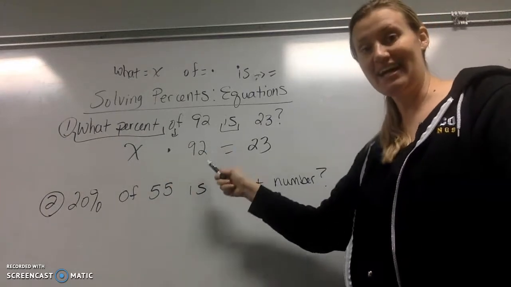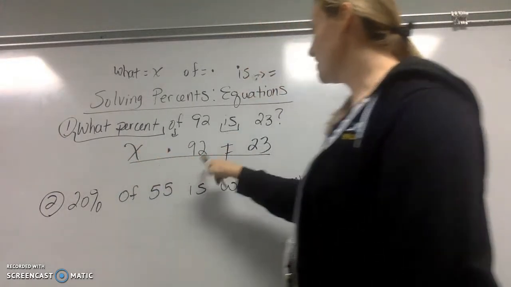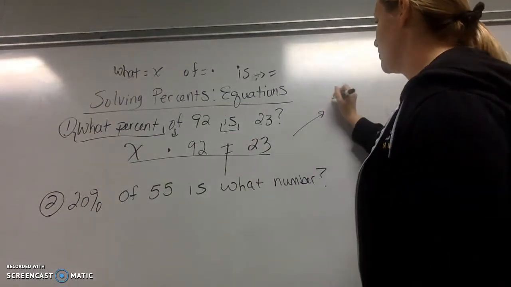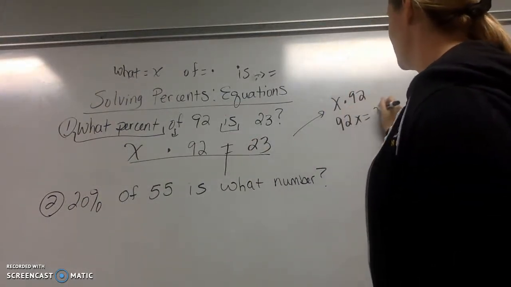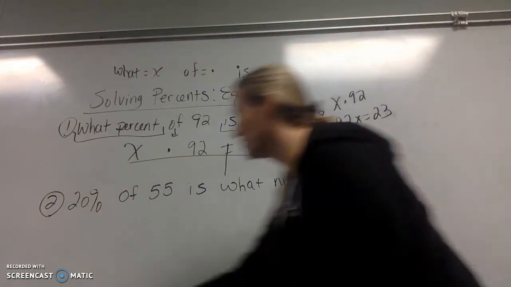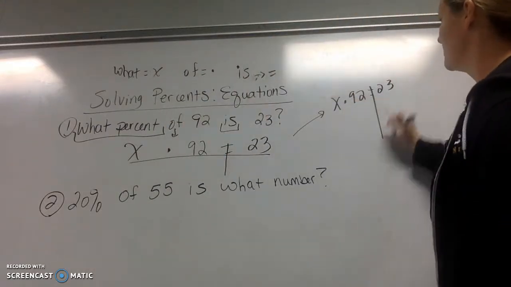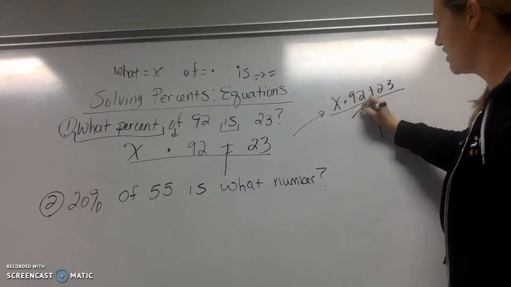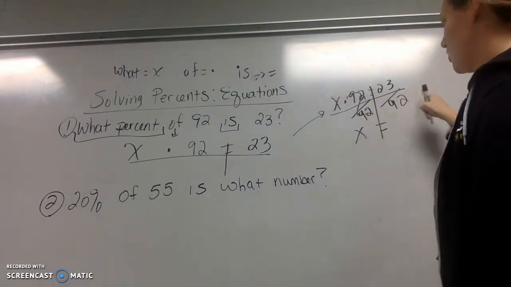This is x times 92. This is a one-step multiplication. X times 92 becomes 92x equals 23, or you can keep it as x times 92 equals 23. This is a one-step multiplication, so we undo using division, balance our scale. 23 divided by 92 is 0.25.